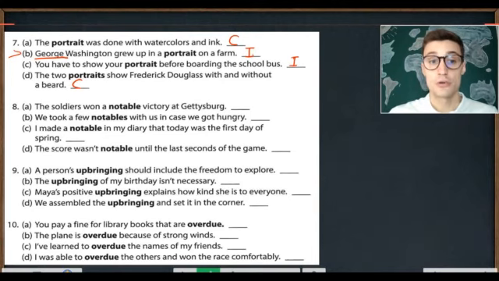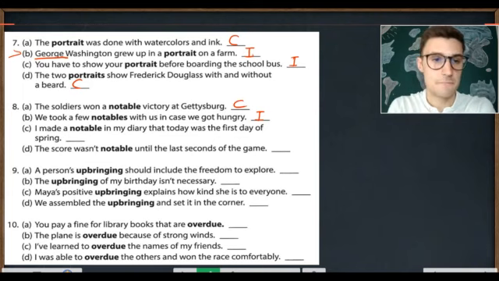A. The soldiers won a notable victory at Gettysburg. Notable. Something to remark. Yes, correct. B. We took a few notables with us in case we got hungry. Incorrect. We took a few edibles with us, something you can eat, or Lunchables, something you can eat for lunch.